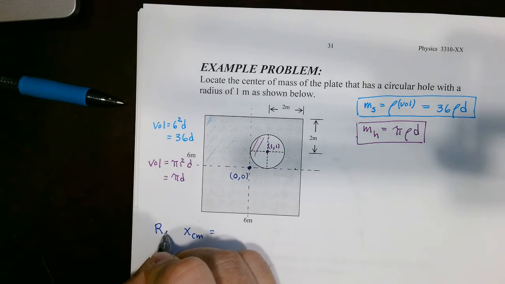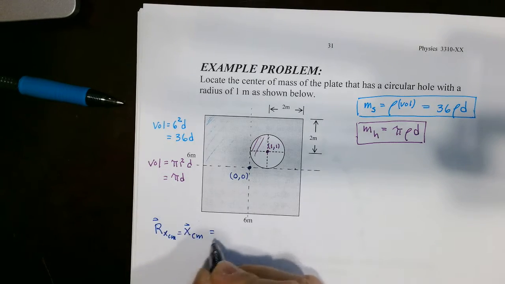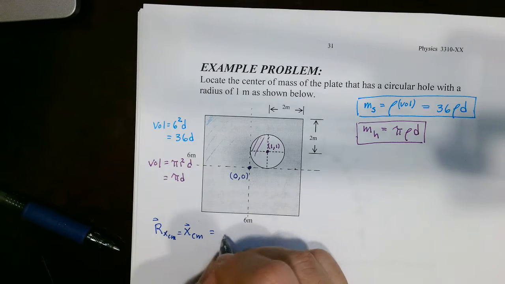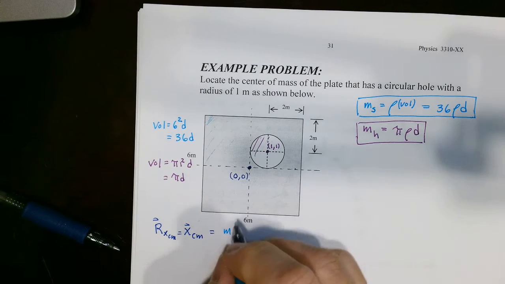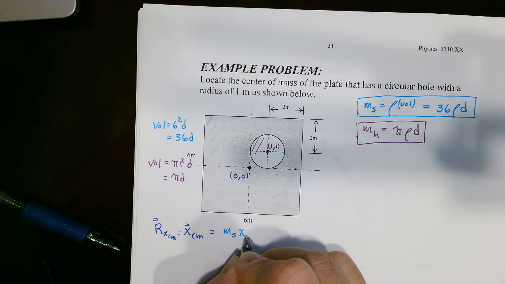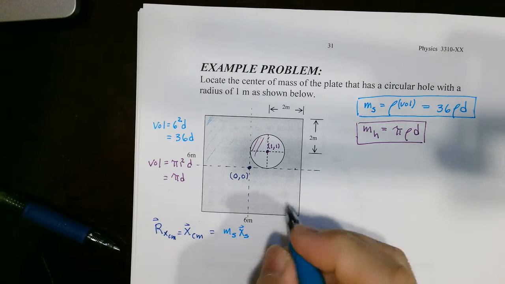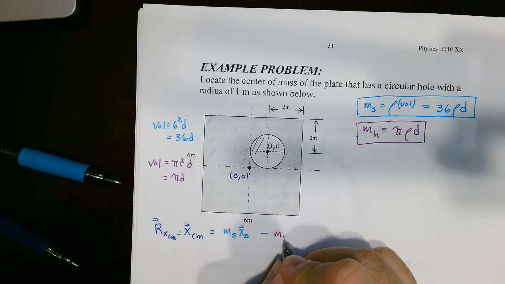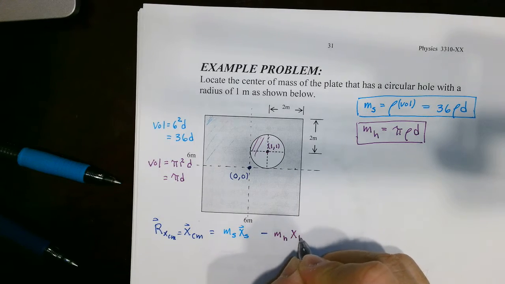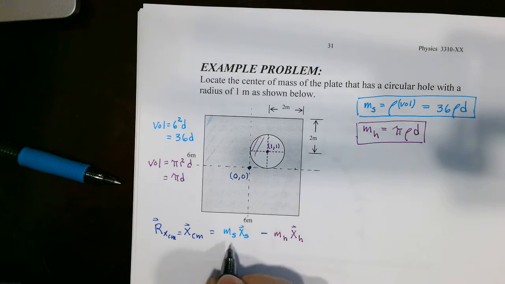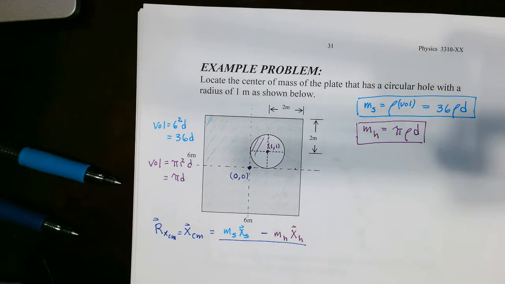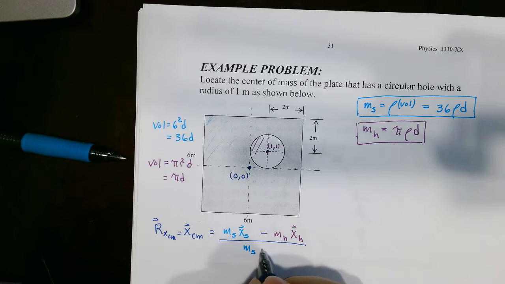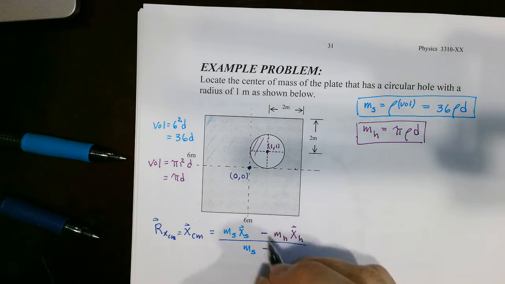So you can simply say r sub x cm is equal to, right, x sub cm, and that is, right, m solid times x solid, right, minus m hole times x hole, right, whole thing over m solid minus m hole. Right?